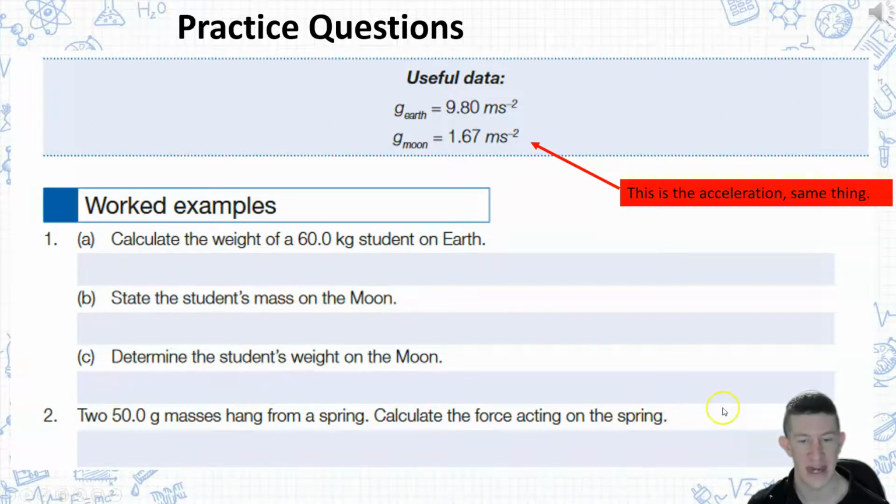The only thing that I would add to this question here is that your mass needs to be in kilograms. So we always use kilograms, and we'll see why in a video shortly. So pause the video here, have a go at these questions.